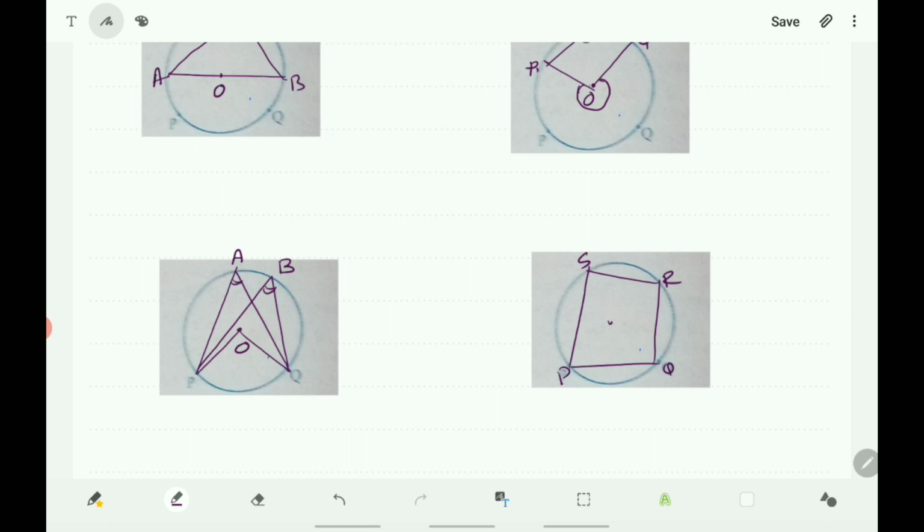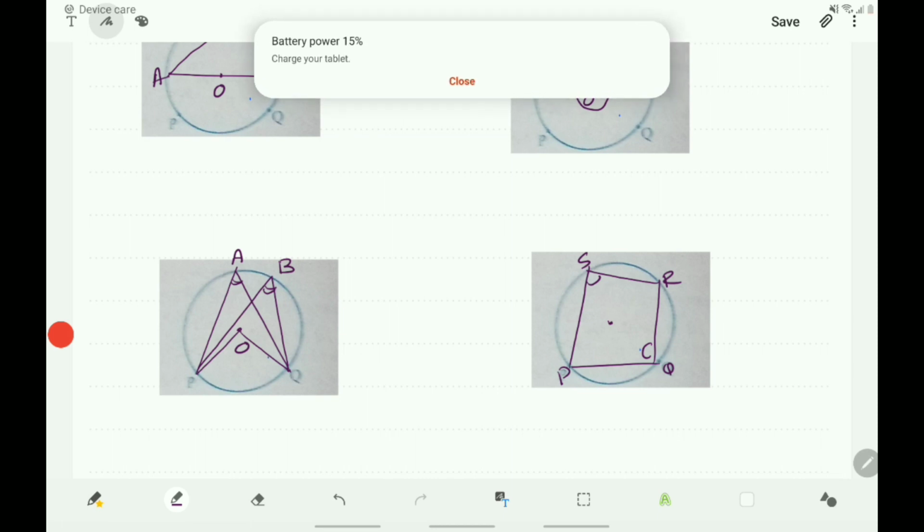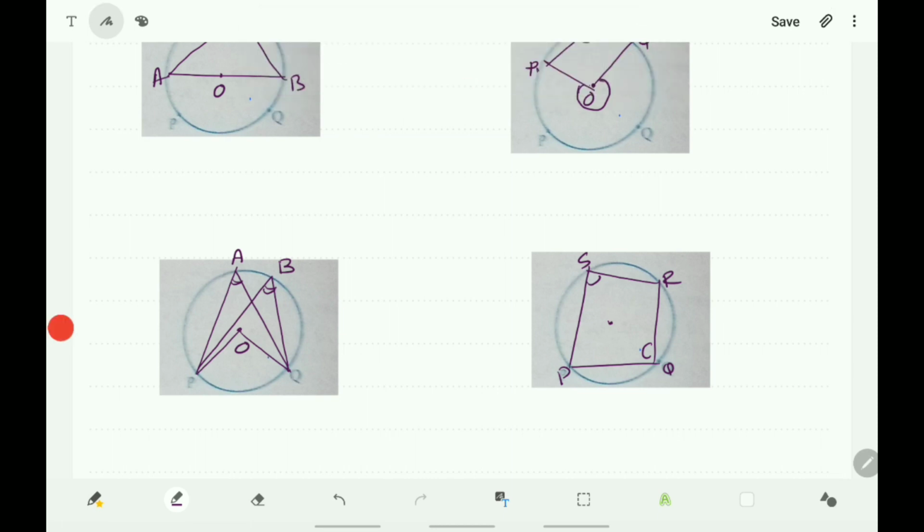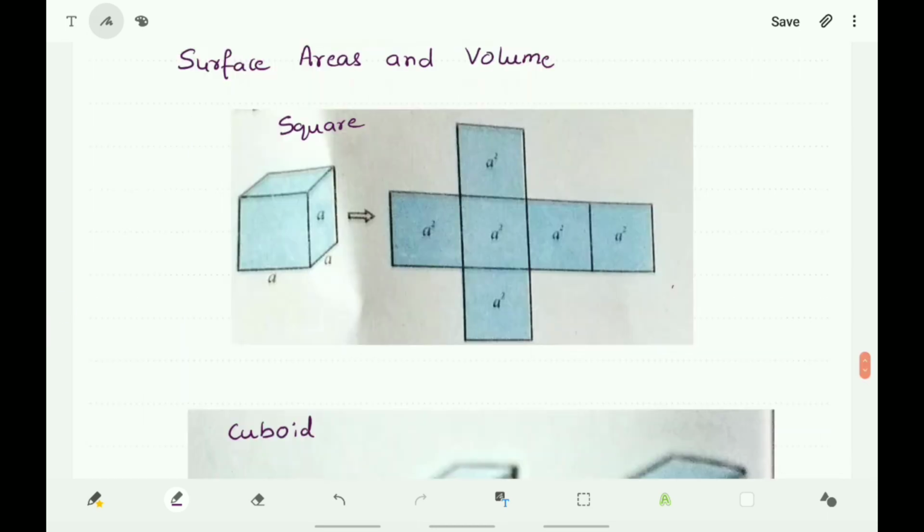The special property of the cyclic quadrilateral is that opposite angles are supplementary. Here the sum of angle S and angle Q is 180 degrees. Similarly, the sum of angle P and angle R is also 180 degrees. So opposite angles of a cyclic quadrilateral are supplementary.